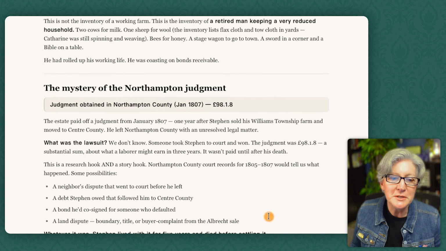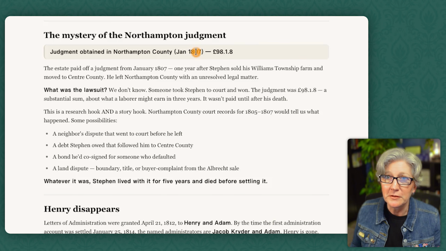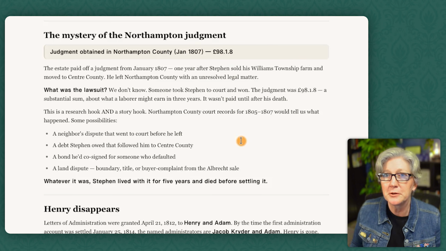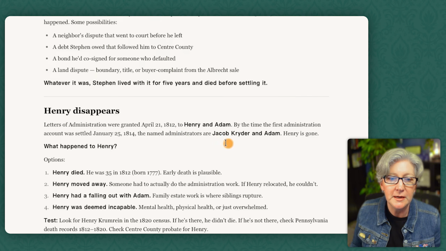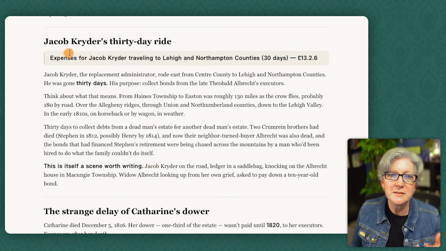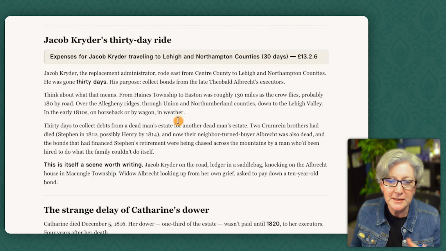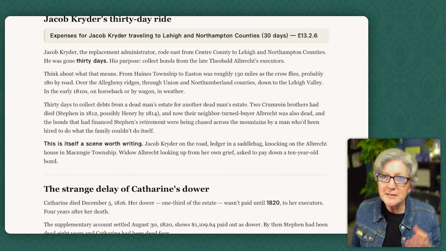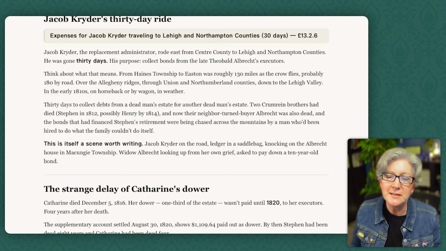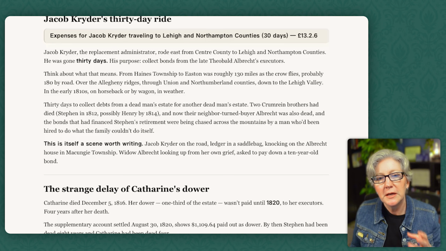Then it gets into some mysteries here, a judgment, a law case. Something was paid for some reason, but I need to get to the court records in Northampton to figure that out. Henry disappears, mentions the ride to go get the money from Northampton County. It just keeps going on and on. Claude is amazing at pulling out details out of single files and really giving me a chance to examine these.